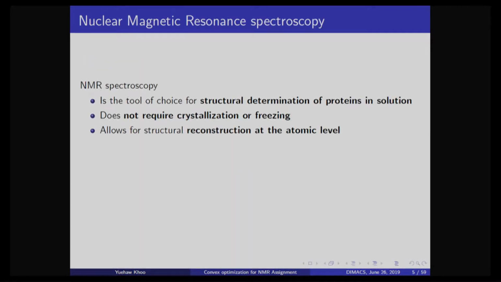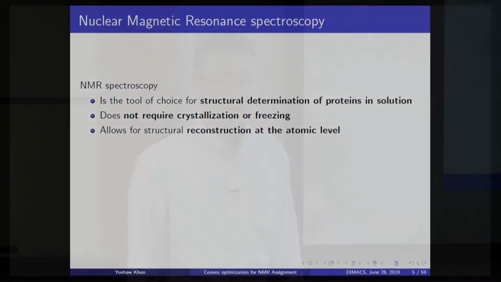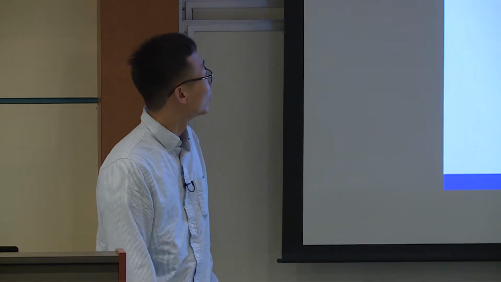Why do we care about NMR spectroscopy? NMR spectroscopy is the only tool for structural determination when you have protein in solution. That means you don't need to crystallize the protein, unlike in X-ray crystallography, which we know is a very difficult experimental procedure. It also allows structure reconstruction at the atomic level. This is unlike, for example, the currently very popular method, cryo-EM, which works for larger molecules. We can actually reconstruct small molecules like 10 kilodalton, 20 kilodalton at atomic level.